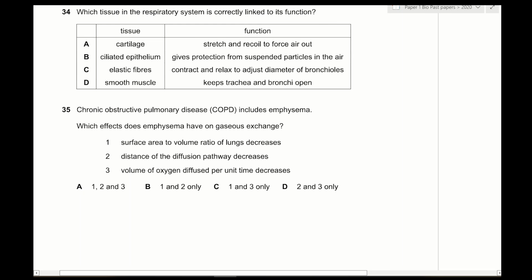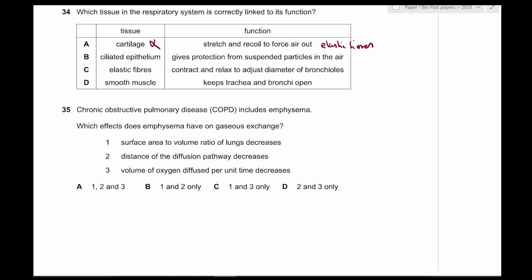Number 34, which tissue in the respiratory system is correctly linked to its function? Now let's start with A. Cartilage. Stretch and recoil to force air out. So what stretches and recoils are the elastic fibers? So this is incorrect.